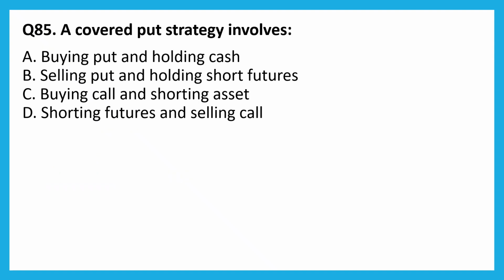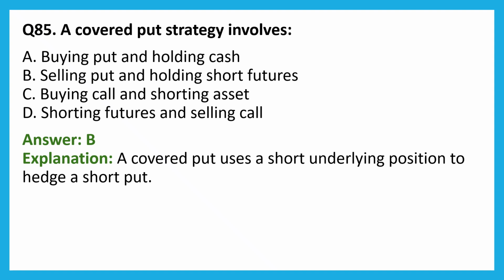Next question. A covered put strategy involves option A buying put and holding cash, option B selling put and holding short futures, option C buying call and shorting asset and option D shorting futures and selling call. Correct answer is option B selling put and holding short futures. A covered put uses a short underlying position to hedge a short put.